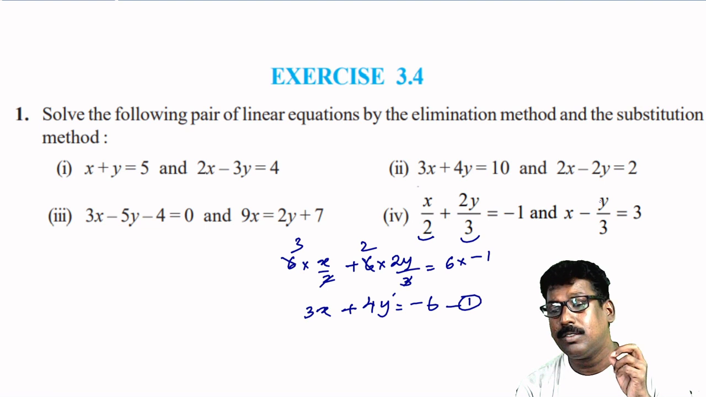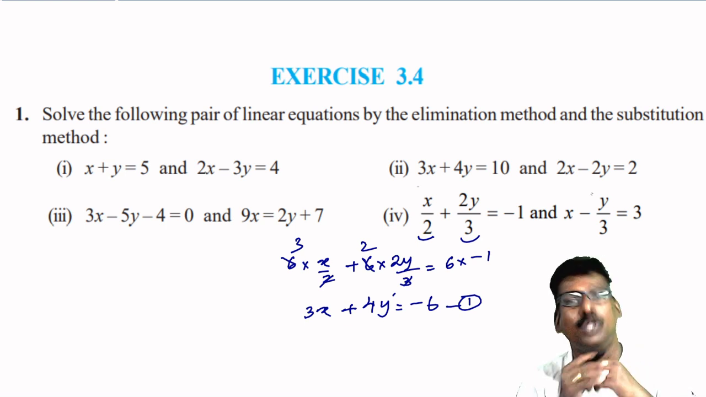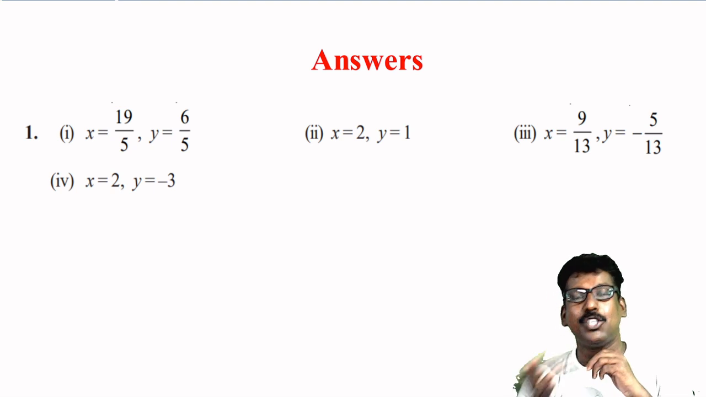Now similarly, in the other equation you multiply by 3. So 3x minus y will be equal to 9. That will be the second equation. Do it yourself. And here are your answers.